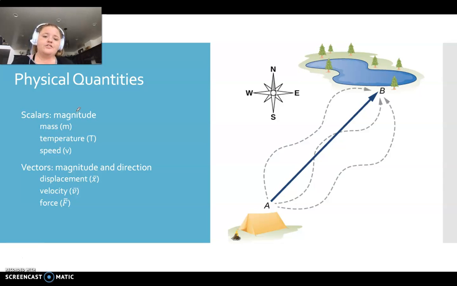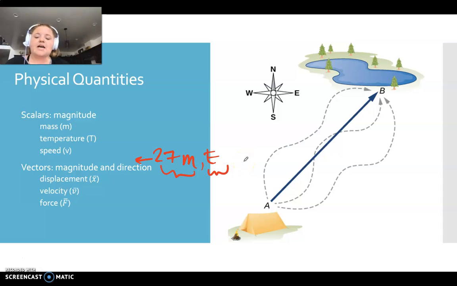Okay, vectors on the other hand have magnitude and direction. So not only will it be, say, 27, it's going to also have some kind of direction. So 27 what, let's say, meters east. Okay, this is a vector. It has a magnitude and a direction.